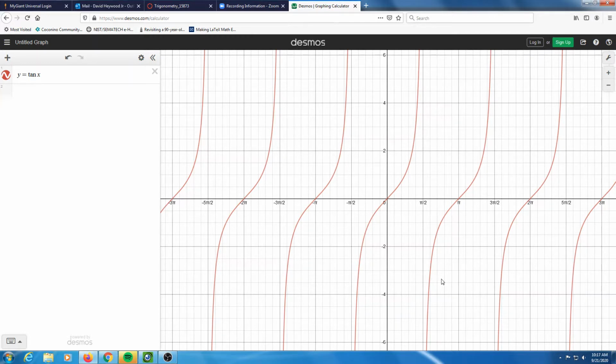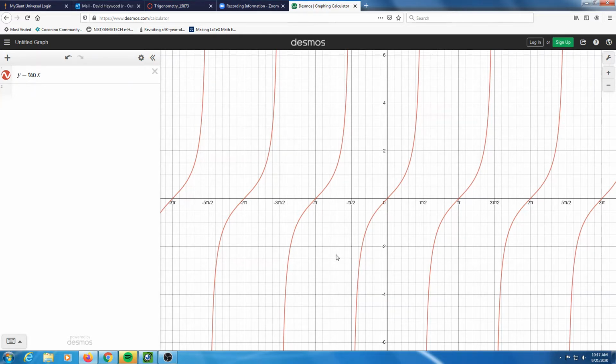Because if you think about it, tangent is sine over cosine. So tangent is going to be undefined whenever cosine is 0. And where is cosine equal to 0? Well, cosine is 0 at pi over 2, and at 3 pi over 2, and at 5 pi over 2, and at negative pi over 2, and so forth.